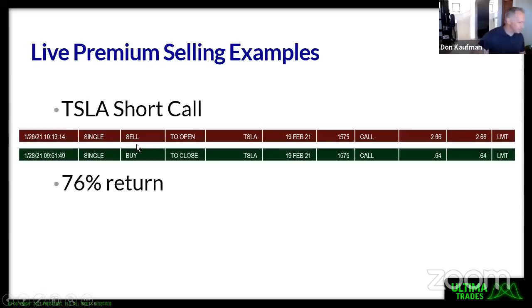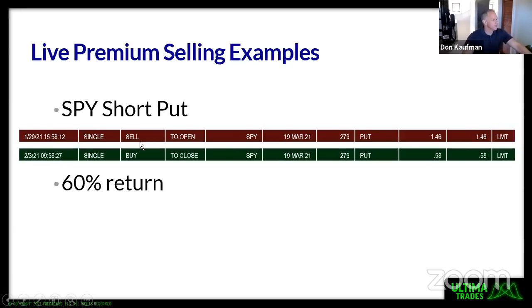Here's another Tesla position. This is the 1575 call. Look at this. Sold for 266, bought it back for 64 cents, 76% return. Here's a SPY short put. These are puts that I was selling in the spiders. Opened January 29th, closed February 3rd. Okay, sold for $1.46, bought back for 58 cents, 60% return.